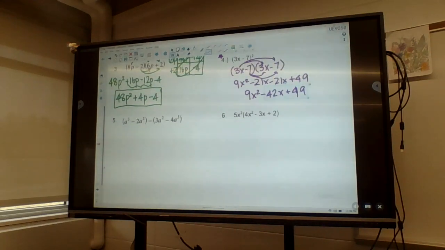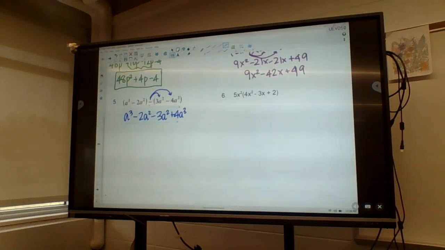All right, so our next one here, again, like number 1, we're just distributing this negative in. So it's just going to change those signs. So this will become a plus. It just changes those signs, and then we're going to combine the like terms. I have a 1a to the third and a 4a to the third, so that's 5a to the third. And then negative 2 minus 3 is a negative 5.